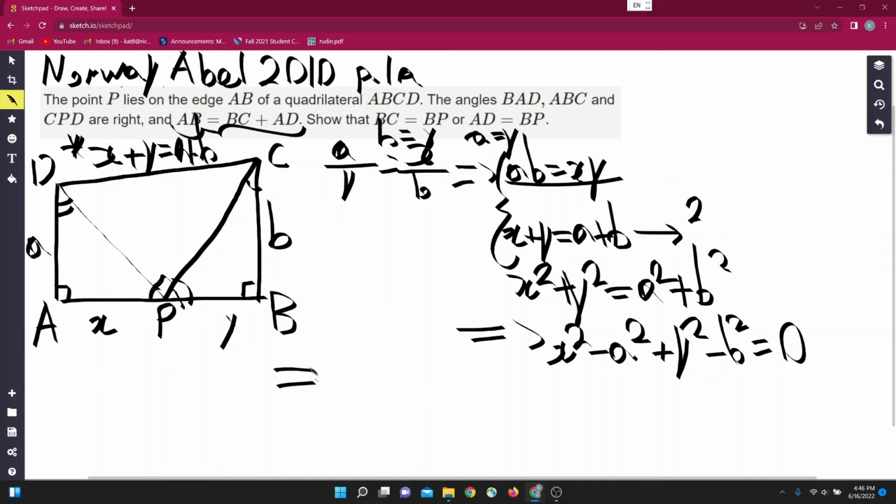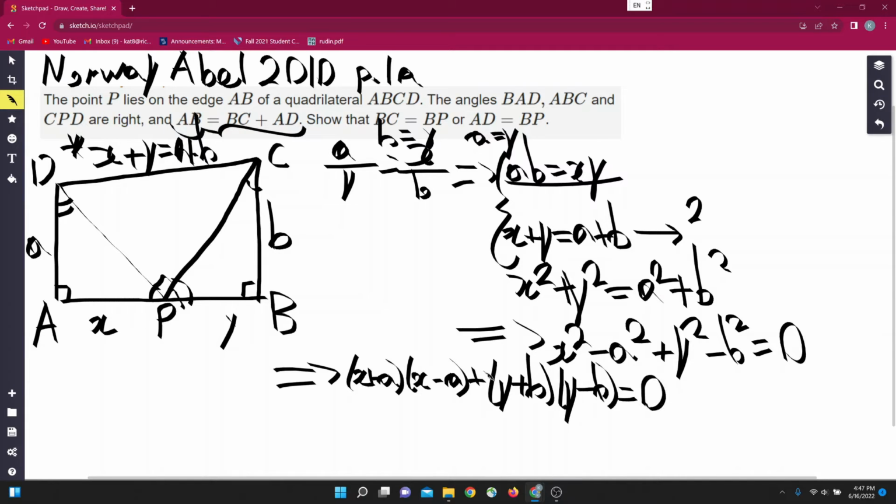Perhaps if I use the space that I have, that would be a good idea. So let's apply this difference of squares. We have x plus a, x minus a, plus y plus b, y minus b equals 0. And so in searching for something to factor out, we go back to this equation here, x plus y equals a minus b. And we notice that, well, x minus b and y minus b are quite related.